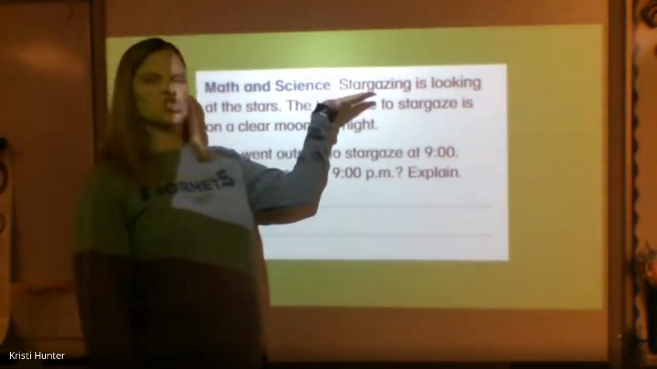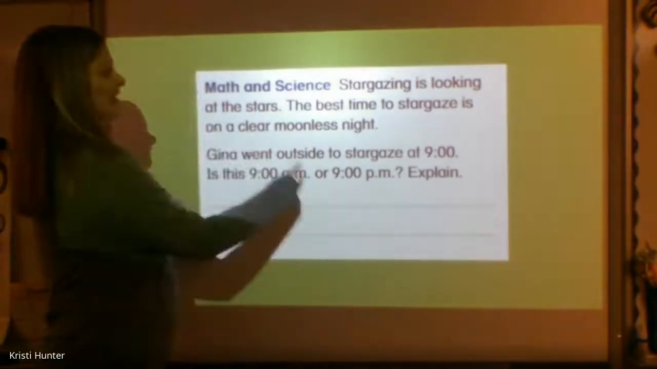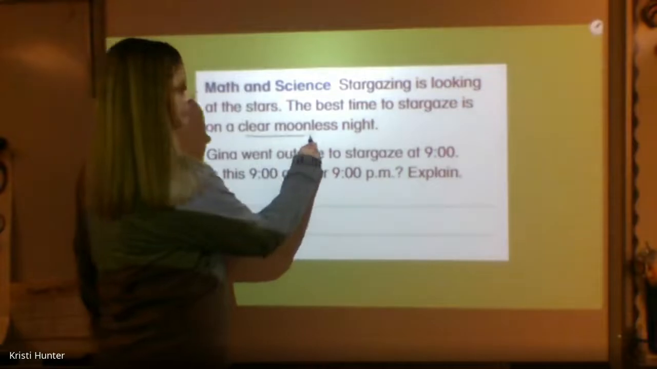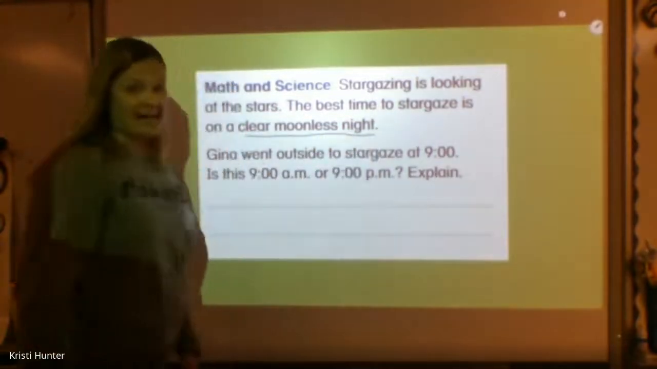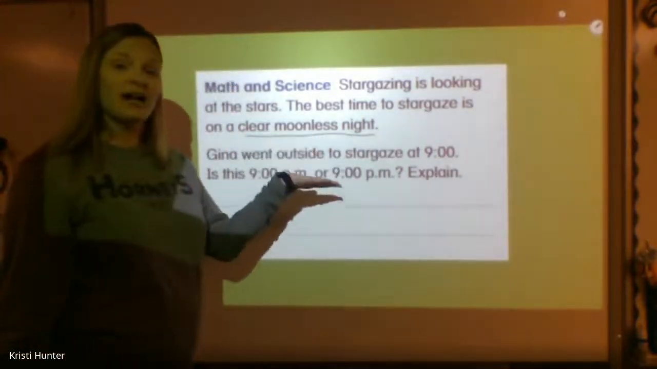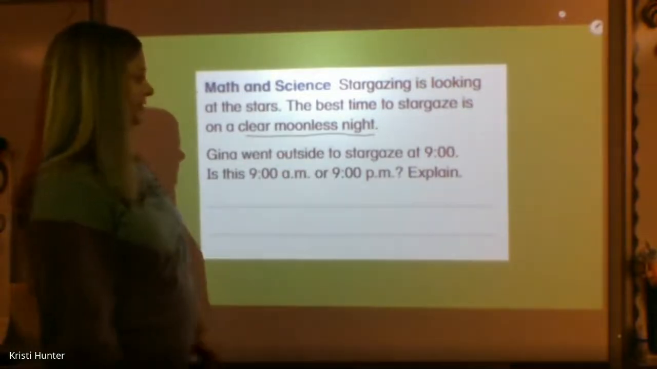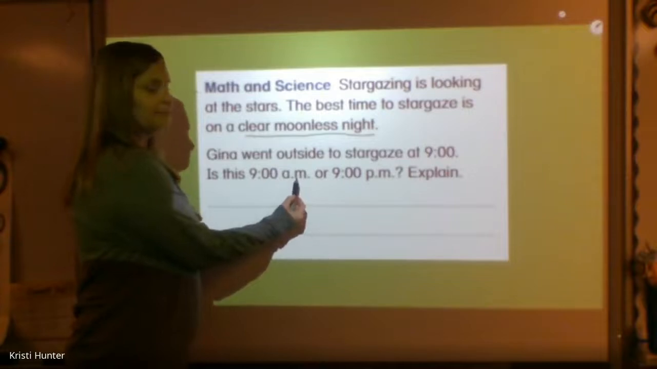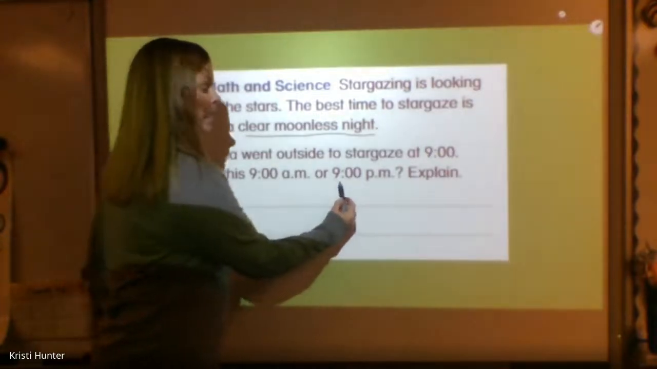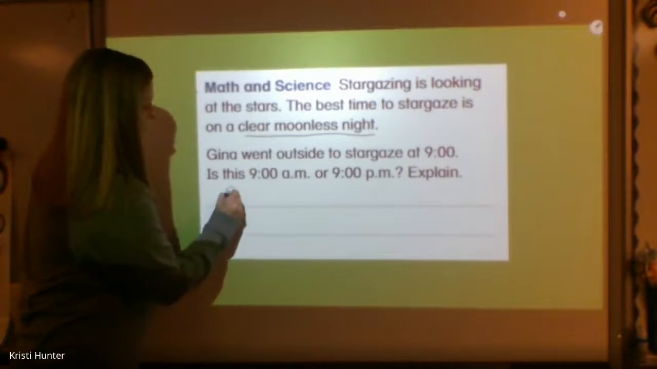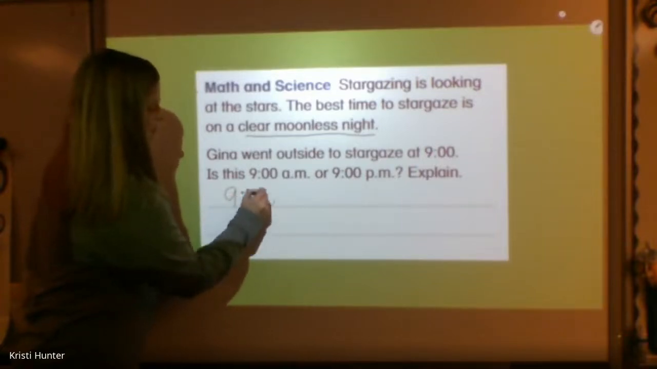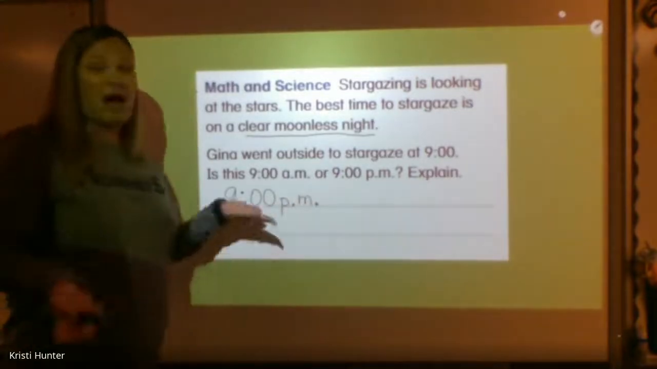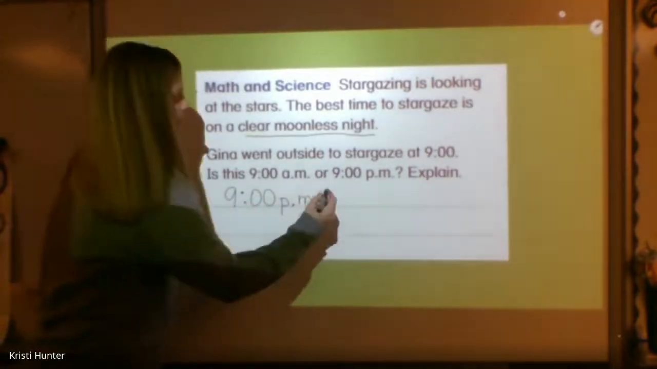We want to go stargazing. It said the best time, here's my clue, a clear, moonless night. So I want it to be dark outside so I can stargaze. Well, would I stargaze at 9 o'clock in the morning? No. So I need 9 o'clock p.m. to go stargazing. And it says explain. Why would I want 9 o'clock p.m.?